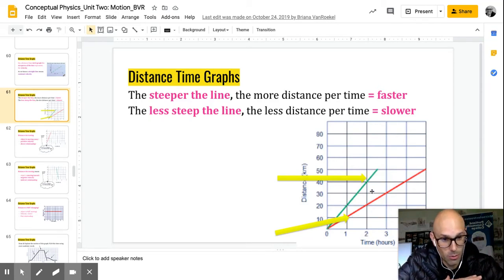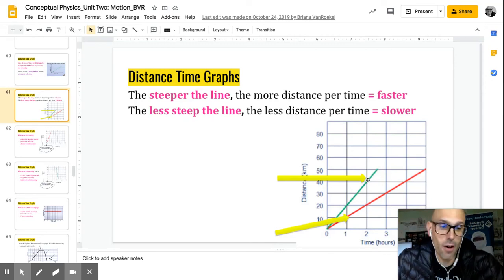And so in 2 hours here, the red line, that object only went 20 kilometers, which is actually really far. And then the green line went 40 kilometers in that same unit of time, 2 hours. Red went 20, green went 40. It went twice as far.